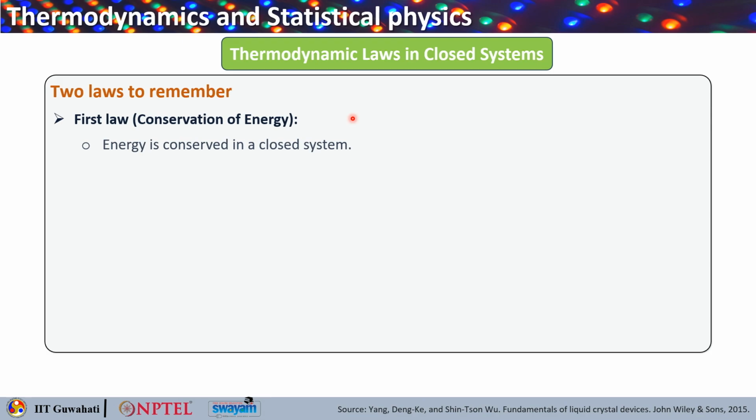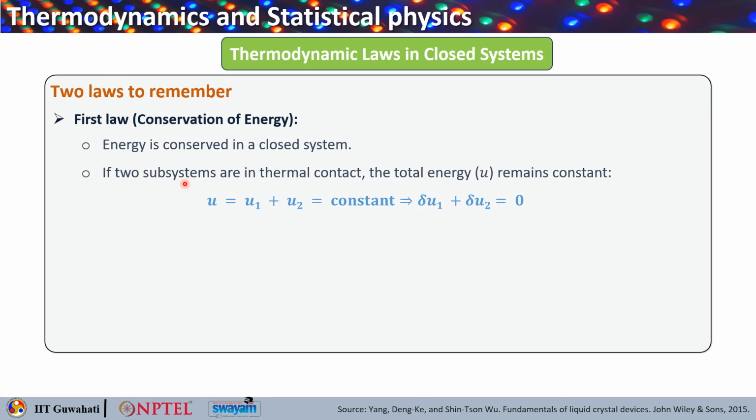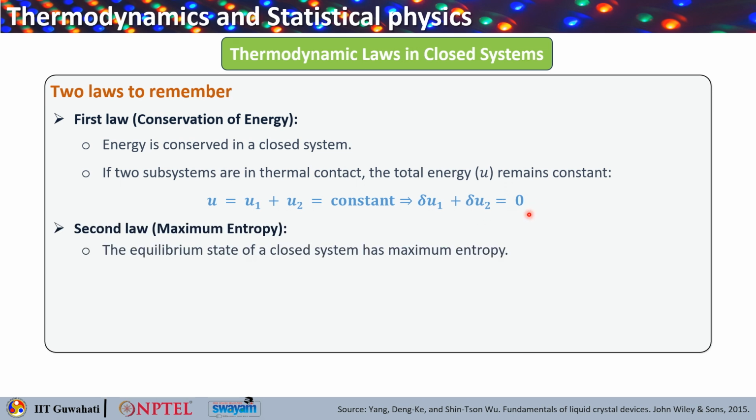So, with that let us look into the thermodynamic laws in a closed system. So, there are two important laws to remember. The first law is the conservation of energy. So, the energy is conserved in a closed system. So, if two subsystems are in thermal contact, the total energy small u remains constant. That means, you can write small u equals small u1 plus small u2, that will remain constant. That means, delta u1 plus delta u2 will be 0. So, any change here, a positive change, will lead to a negative change here, so that you maintain that constant.